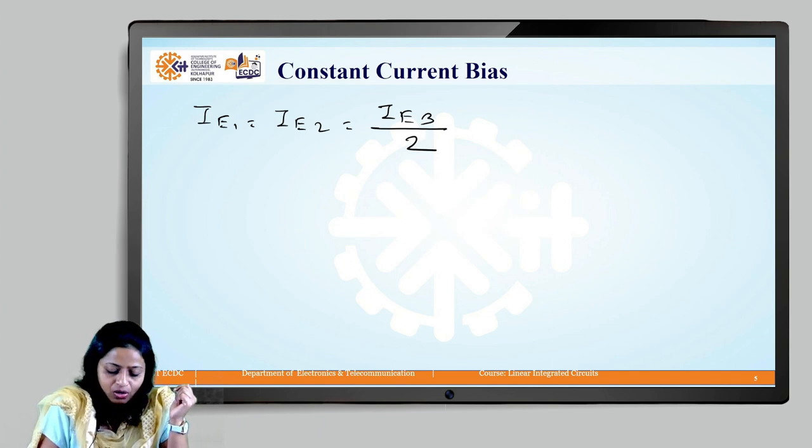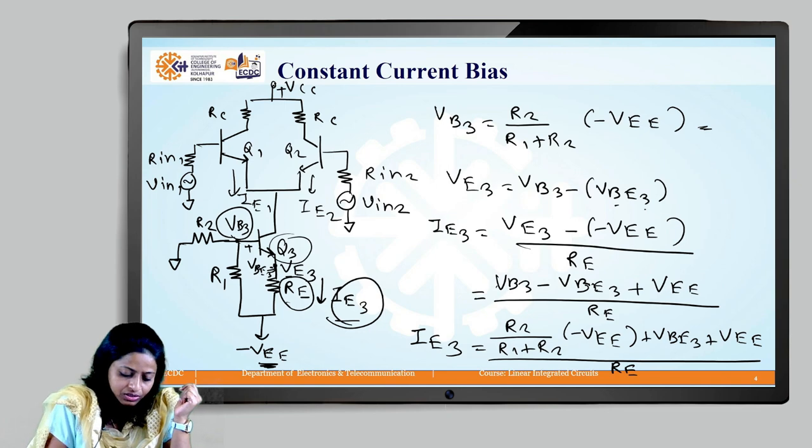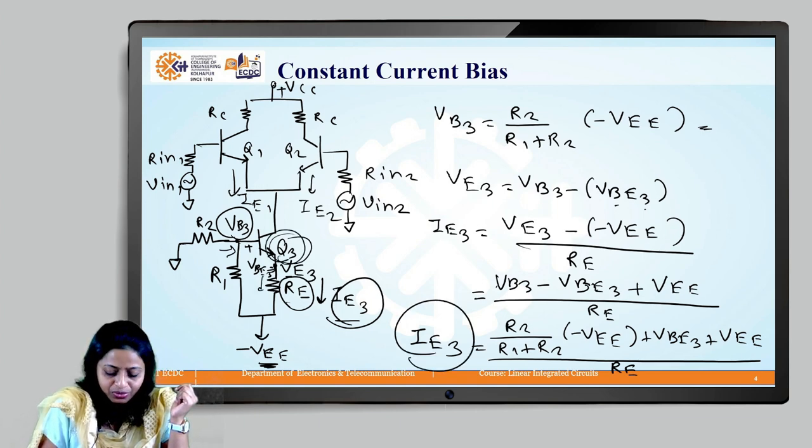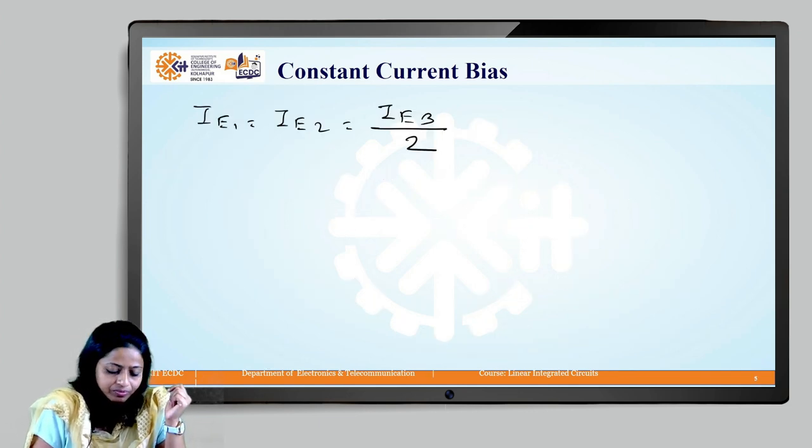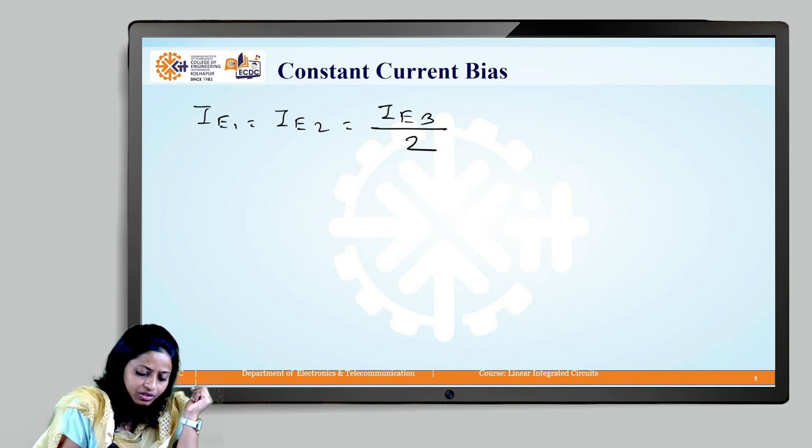Since no current has been injected into the base terminal or the emitter terminal of this Q3, this IE3 will be constant. So this circuit is acting as a constant current bias circuit. Here IE3 is fixed.